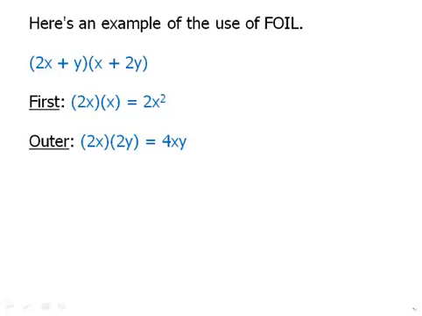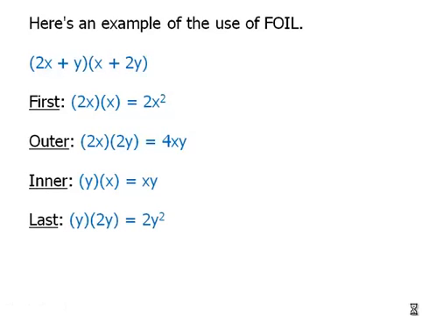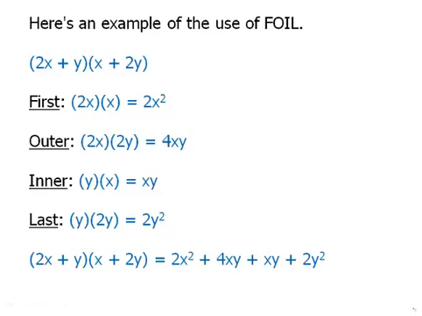Now we'll look at the inner products. That would be the y times the x right in the middle. Y times the x, that's xy. And then we'll look at the last. So that would be y times 2y, which would give 2y squared. Now that we have those four individual products, we add them. And of course, when we add them, we have like terms. You often get like terms in foiling, and so we simplify by combining the like terms, and that is the product.